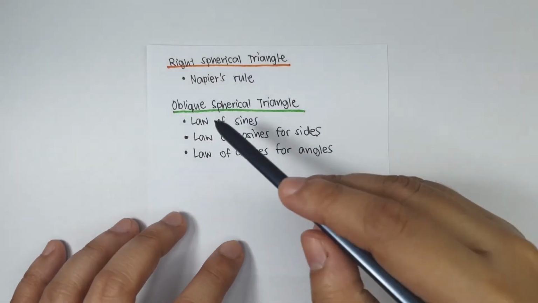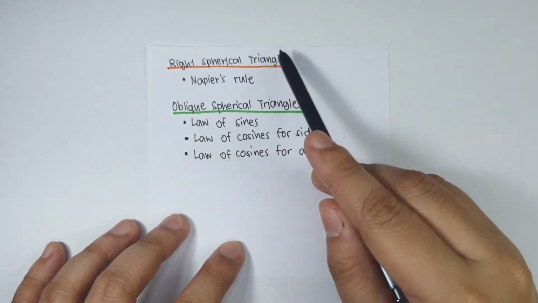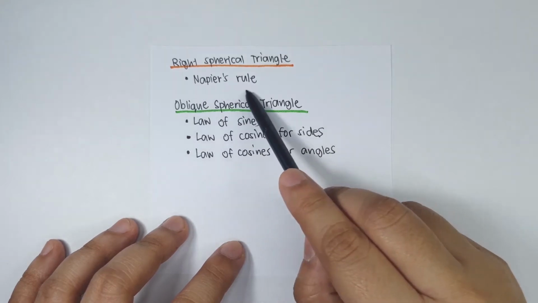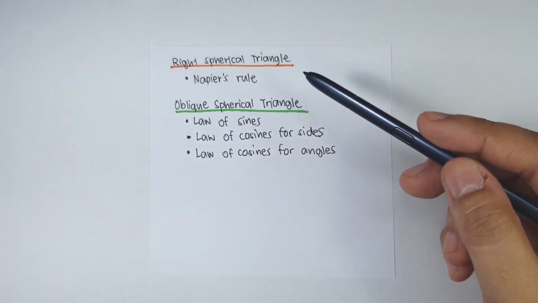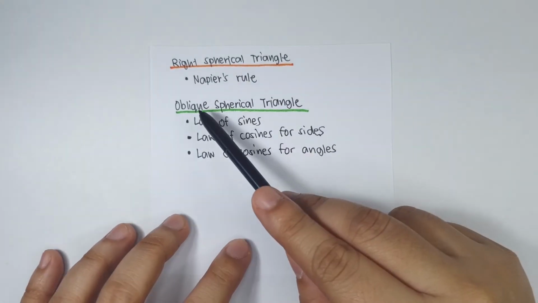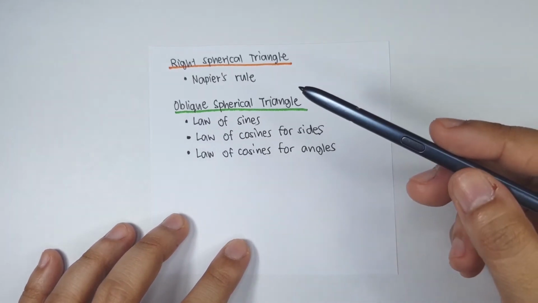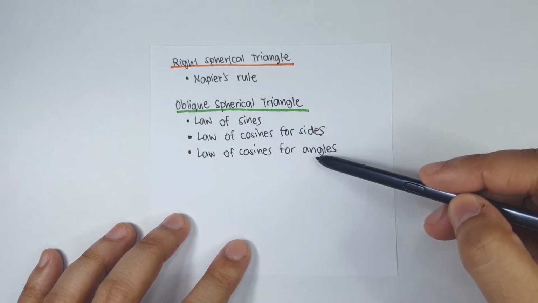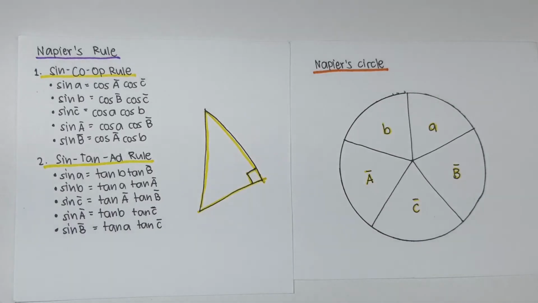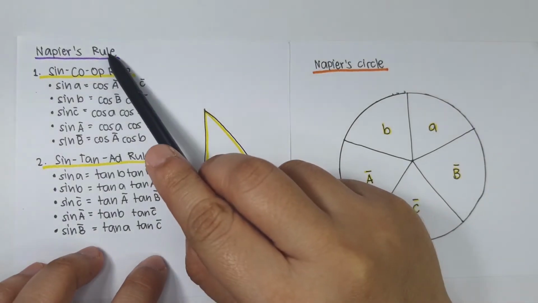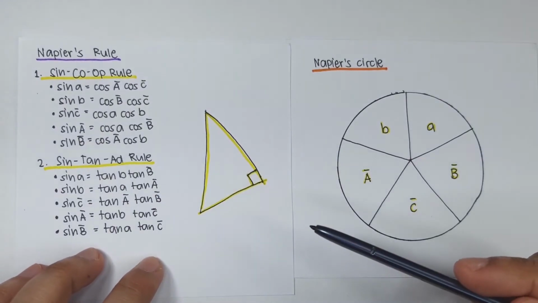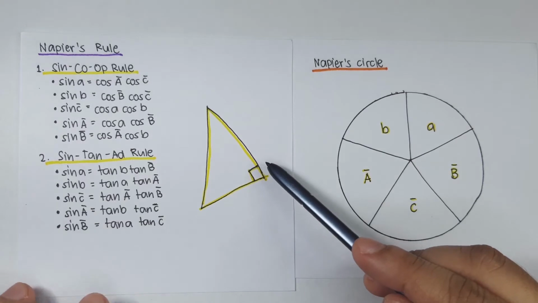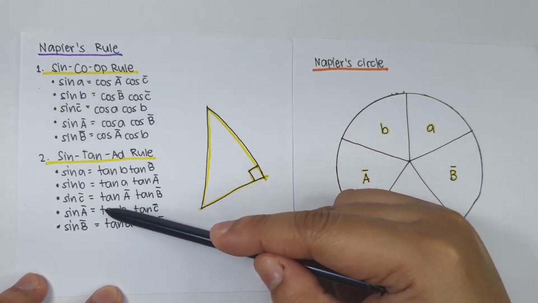Next, if we have a right spherical triangle where one angle is 90 degrees, we can use Napier's rule to solve for this triangle. But if this is an oblique triangle, we can use law of sines and law of cosines for sides and angles. Now let's discuss Napier's rule. Napier's rule is used to solve right spherical triangles, triangles with a 90-degree angle. So the formulas for Napier's rule are these.